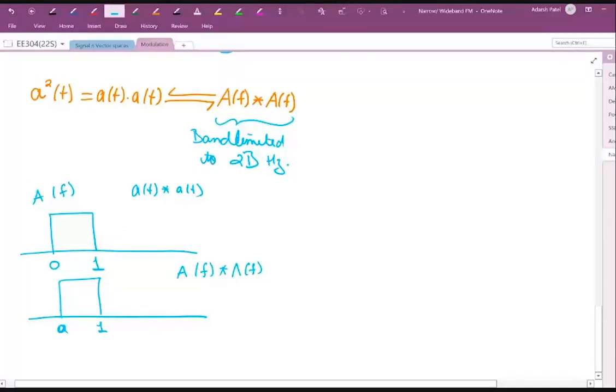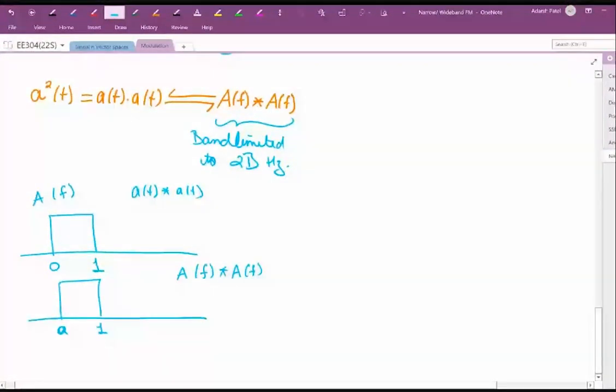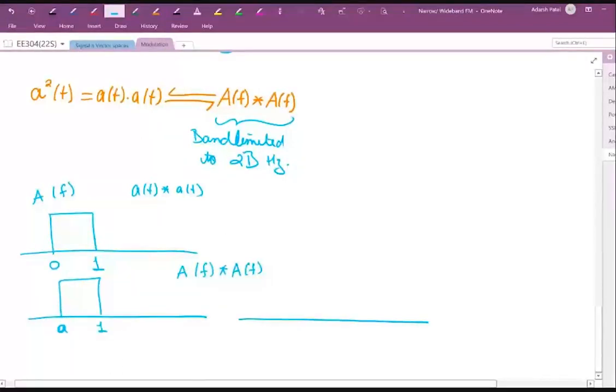No, sir, I don't remember. That's why I asked. Okay, so if you don't remember, in that case, can anyone else help? What should be the resultant output? Similar graph but with double frequency.